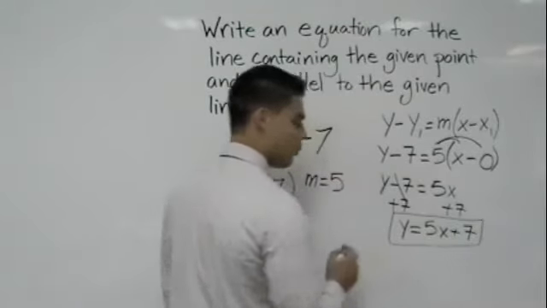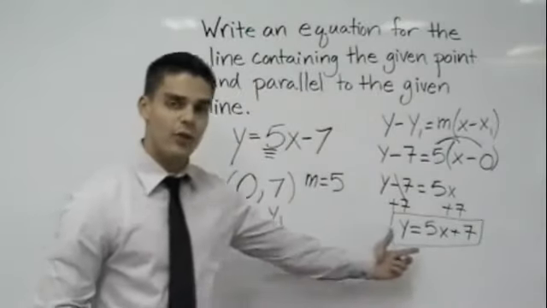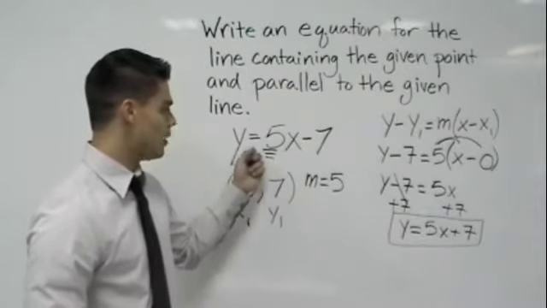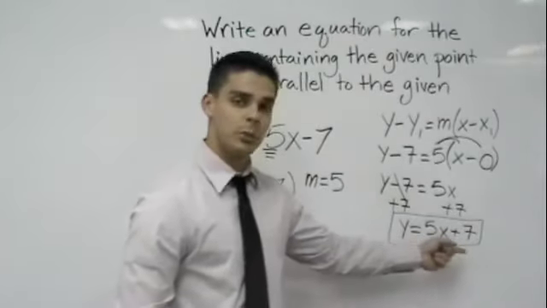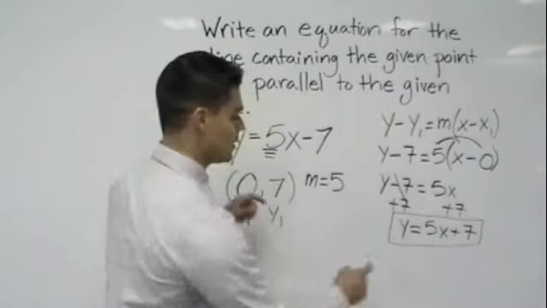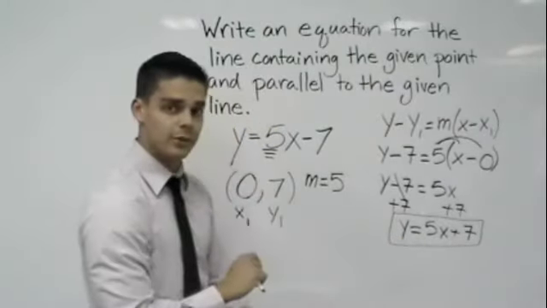Now, one thing I do want to point out to you guys. Notice they look very similar. This one's y equals 5x minus 7. This one's y equals 5x plus 7. Parallel lines must always have the same slopes.